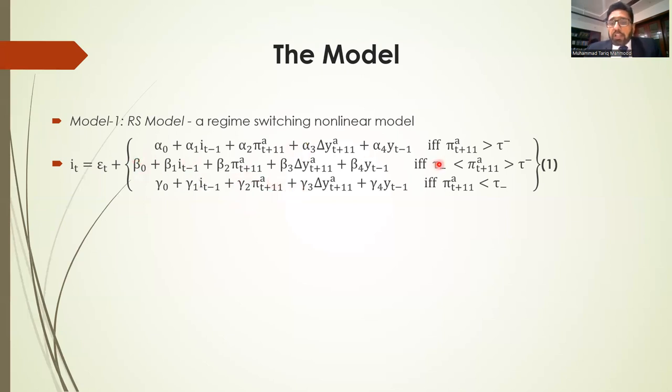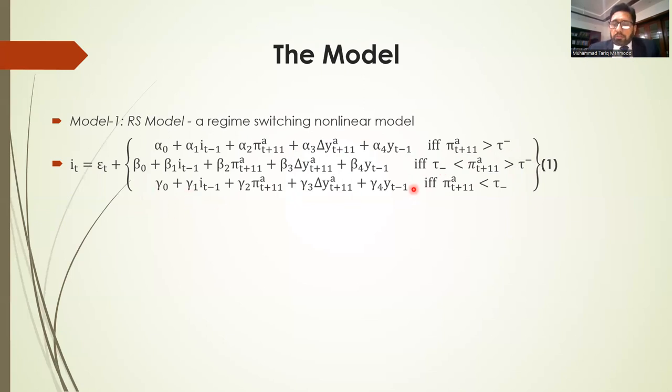Similarly, in the middle regime, where expected inflation is below the upper threshold and greater than the lower threshold, we again have the interest rate smoothing parameter beta 1, beta 2 is the response to the expected inflation, and beta 3 is the output gap. The difference between both is that we are going to take this particular case for the middle regime or the middle period.